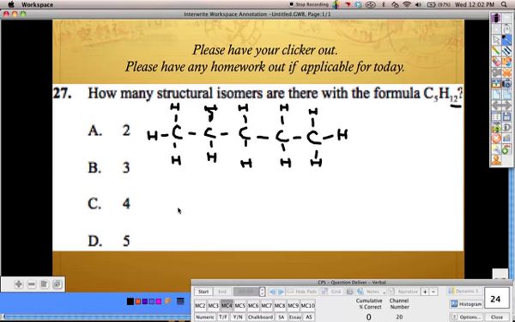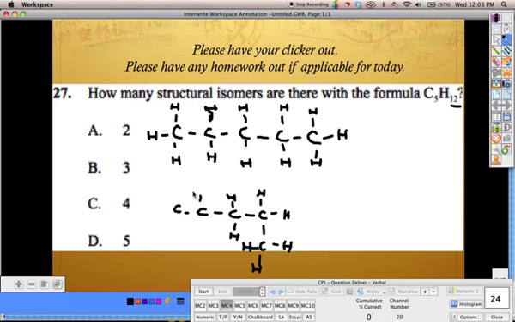Now, what if I were to draw it like that? It's different, right? No, thank goodness. Some of you caught that. It's the exact same thing.